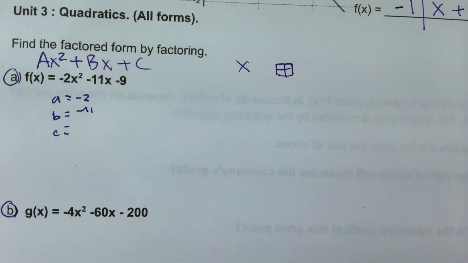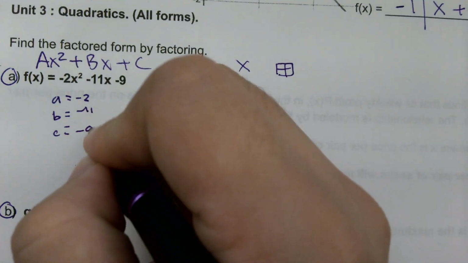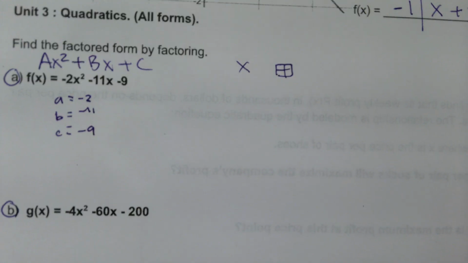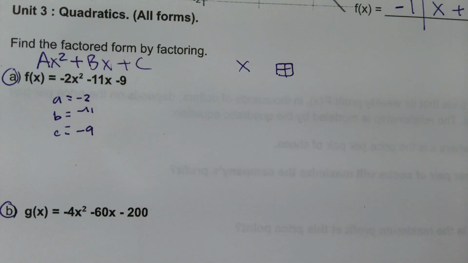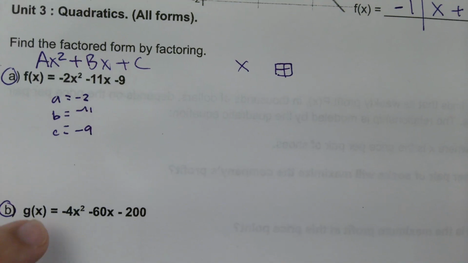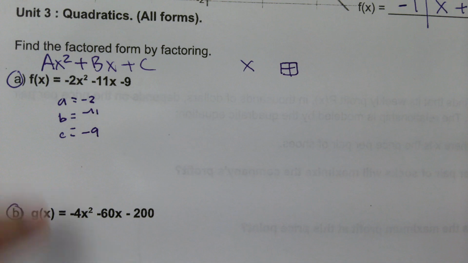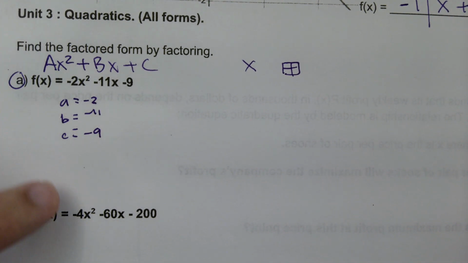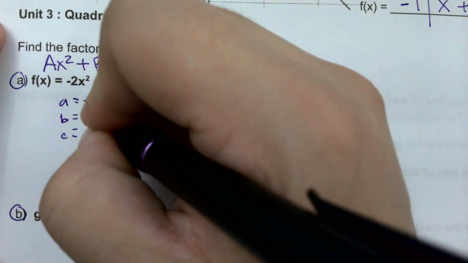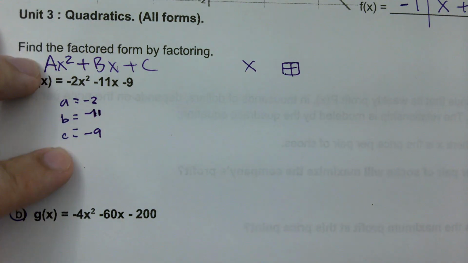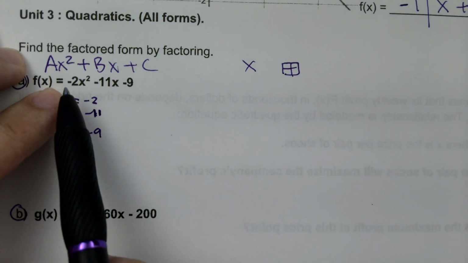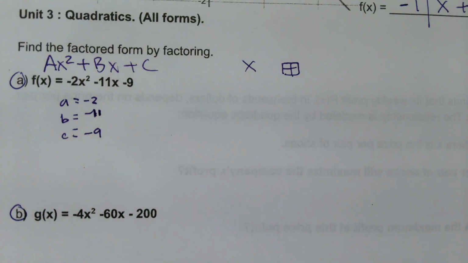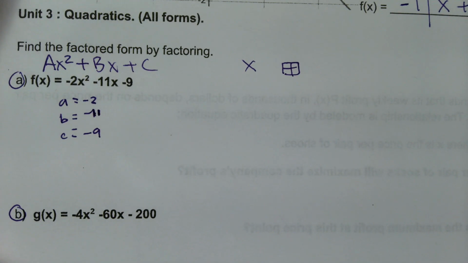B is -11. C is -9. Now, one thing about this problem and this problem: you have potential for different answers because I am not asking you to take the greatest common factor out first. This one had a greatest common factor of -1. I could have taken a -1 out of all of this, and then everyone would get the same answer. But I want you to be flexible.